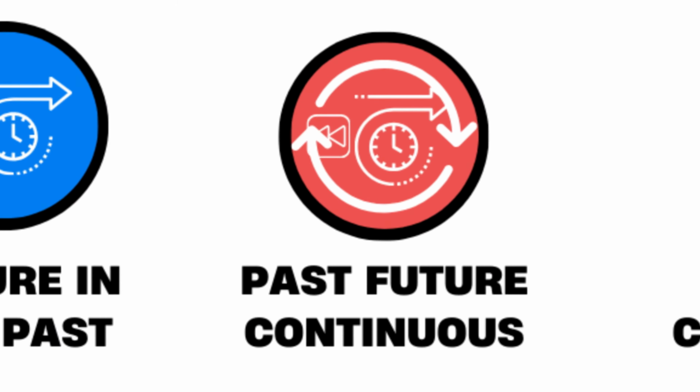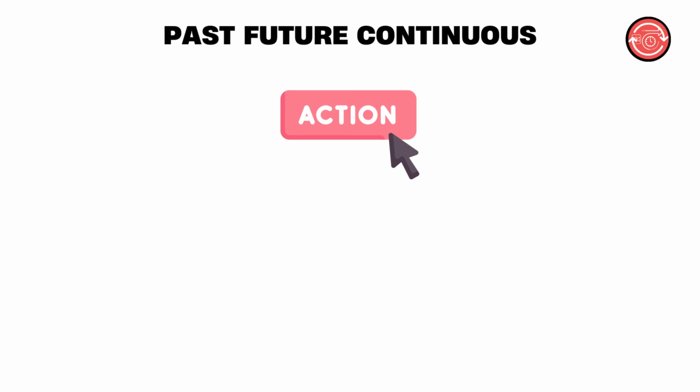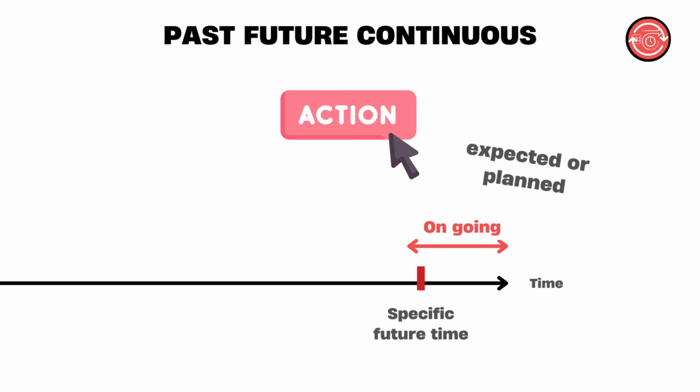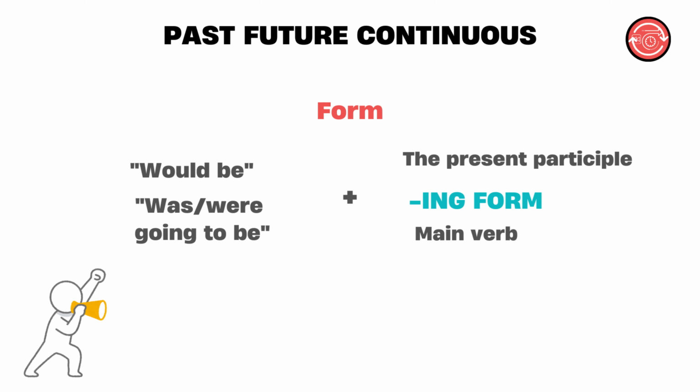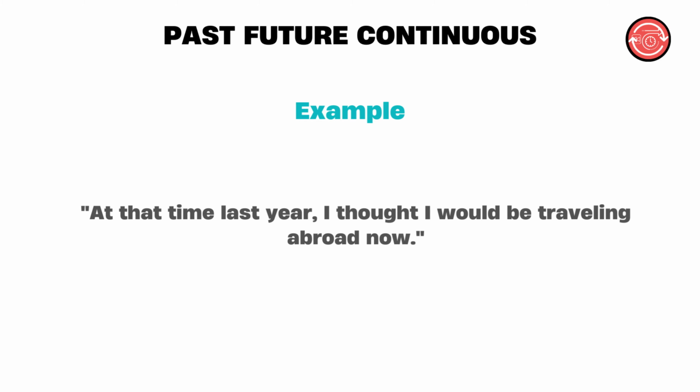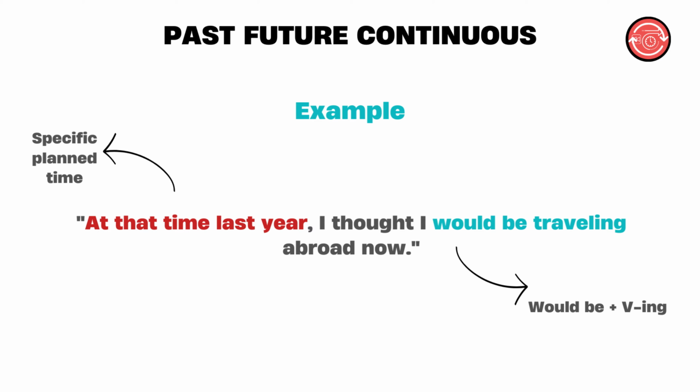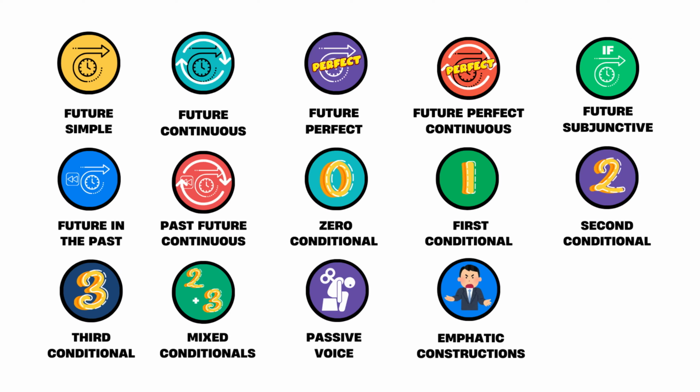Past future continuous describes an action that was expected or planned to be ongoing at a specific time in the future from a past perspective. It is formed using would be or was/were going to be, plus the present participle, -ing form, of the main verb. Example: at that time last year, I thought I would be traveling abroad now.